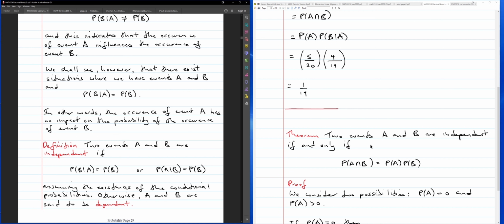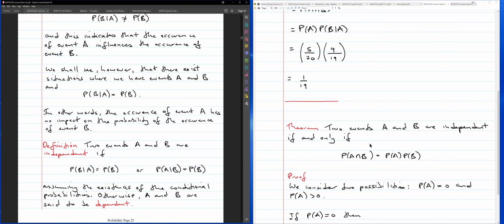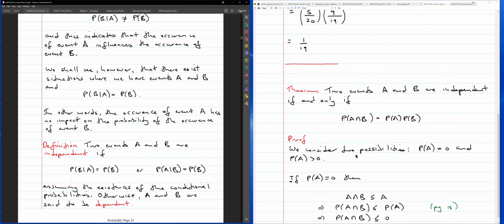What we want is another condition to check for independence, and this is one that you may have seen before. A and B are independent if the probability of the intersection of A and B is equal to the probability of A times the probability of B. Let me quickly explain where this comes from. The detailed proof is in the notes, where I split into 2 cases, but I'll just consider the case here when the probability of A is bigger than 0.